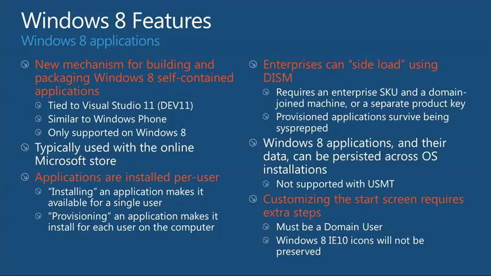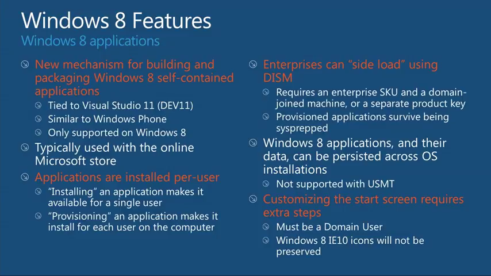Now, for most versions of Windows, when they're installed on a machine, you can't install Windows 8 applications except from the Windows Store. So you can go out to the Windows Store, you can select the apps that you want to install, and it will download them and install them. But enterprises may want to load their own apps. That's where this side loading process comes in.